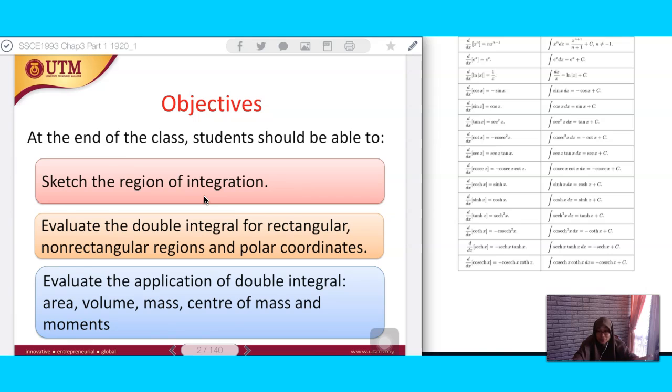Why do we need that? You will see later. After you are done sketching, you have to evaluate the double integral. You have to integrate. And after you know how to integrate, we want to apply the technique you have learned to real life problems. Since there are very many applications out there, we just specify some real problems, which are how we can find the area, volume, mass, center of mass, and moment using multiple integral. That is our objective for chapter 3.